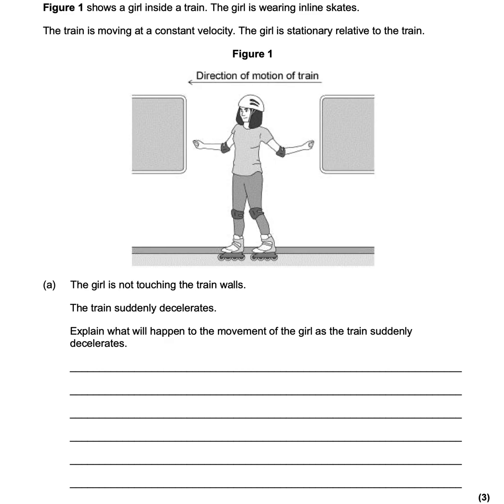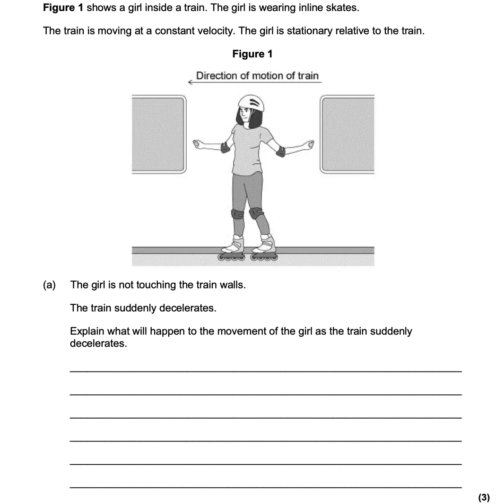This question is about velocity time graphs and also a bit about Newton's laws. So we've got figure 1, which shows a girl inside a train. The girl is wearing inline skates. The train is moving at constant velocity and the girl is stationary relative to the train.